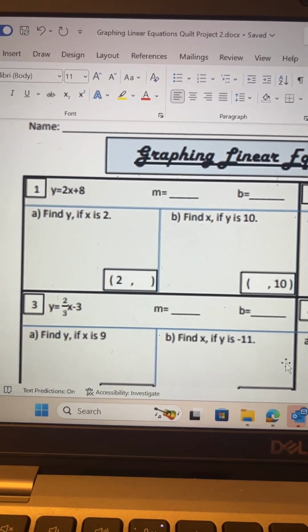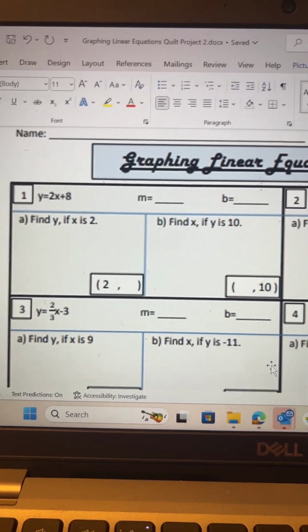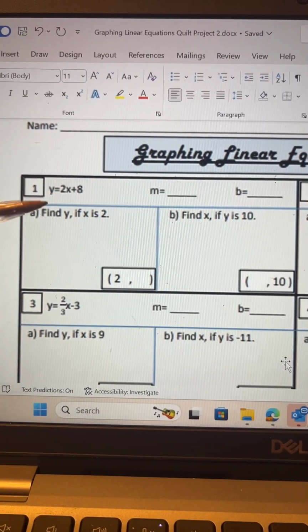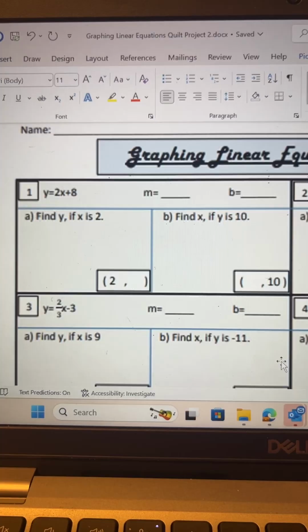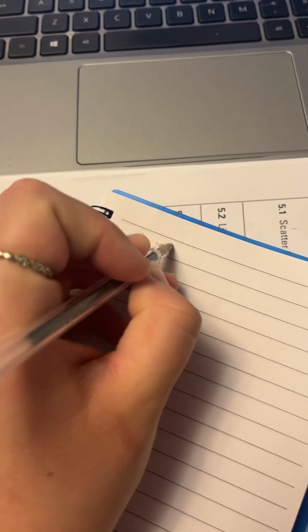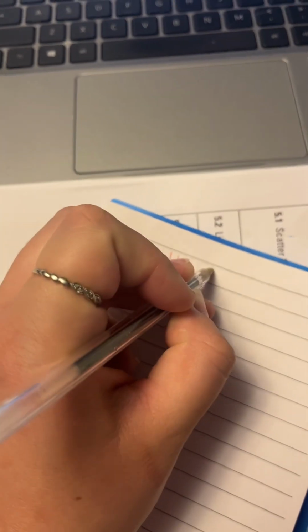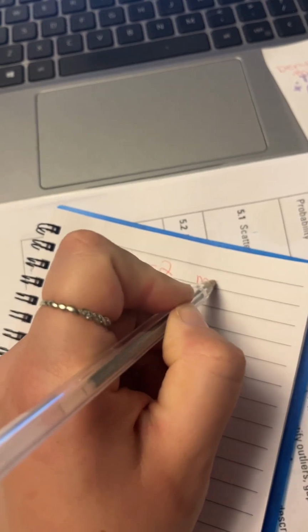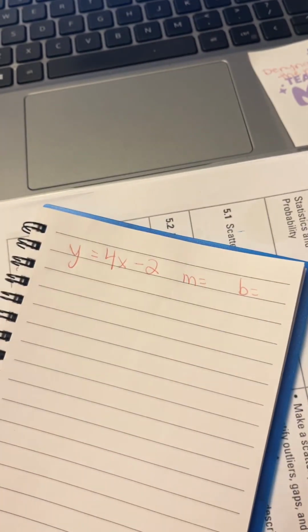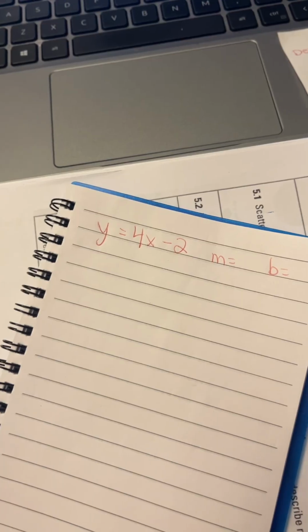The very first part, question number 1, says you're going to take this equation here and figure out what's the m and what's the b, okay? I'm going to give you an example. If we have an equation, y equals, let's say, 4x minus 2, it's asking you what's m and what's b. We've been talking about this for weeks now, okay?